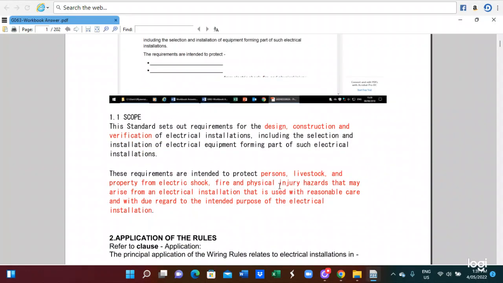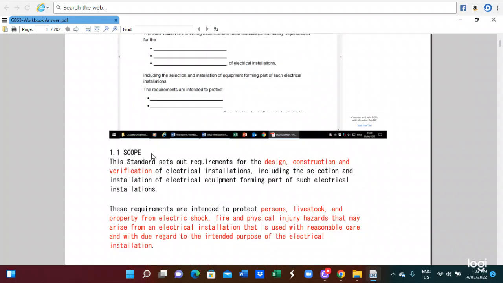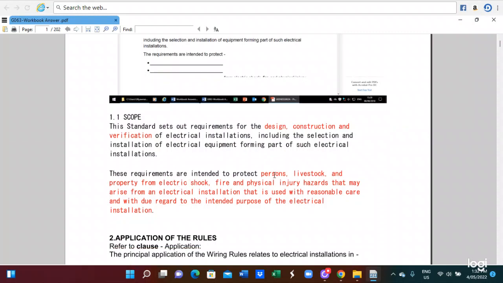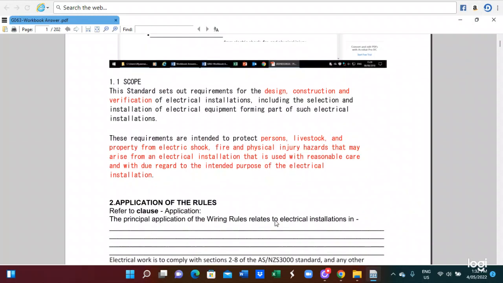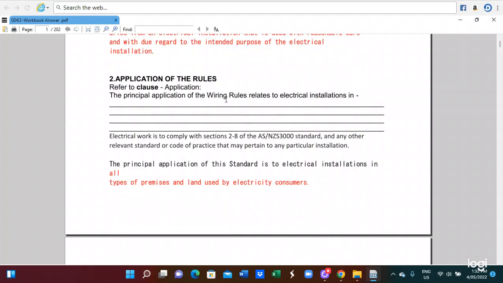Firstly, the scope and purpose of the wiring rules. In this case we have to read the scope. The standard sets out the requirements for design, construction, and verification of electrical installations, including the selection and installation of electrical equipment forming part of the electrical installation. These requirements are intended to protect persons, livestock, and property from electric shock, fire, and physical injury hazards that may arise from an electrical installation that is used with reasonable care with regard to the intended purpose of the electrical installation. So this is the application of the wiring rules. This is the principal application of the wiring rules.